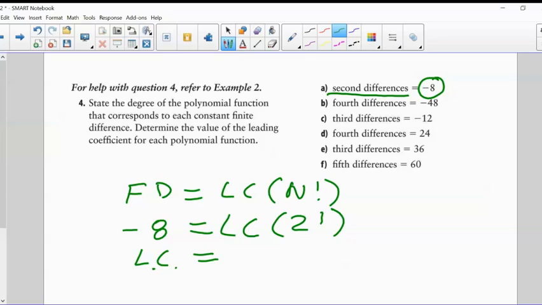Something times the LC, sorry, 2 times the LC is equal to -8. What is the LC? Write it out. Maybe call the LC x. So 2 times x equals -8. What is x? Write it out that way and tell us what your answer is.